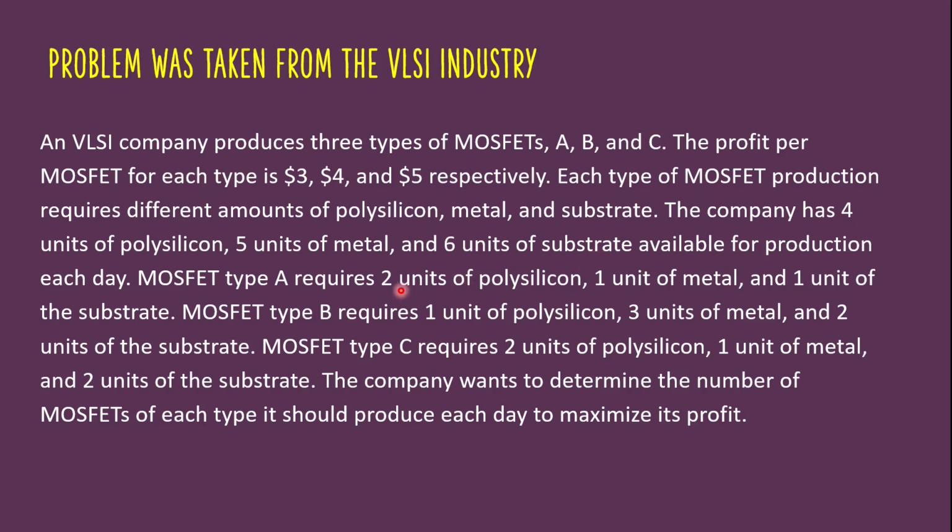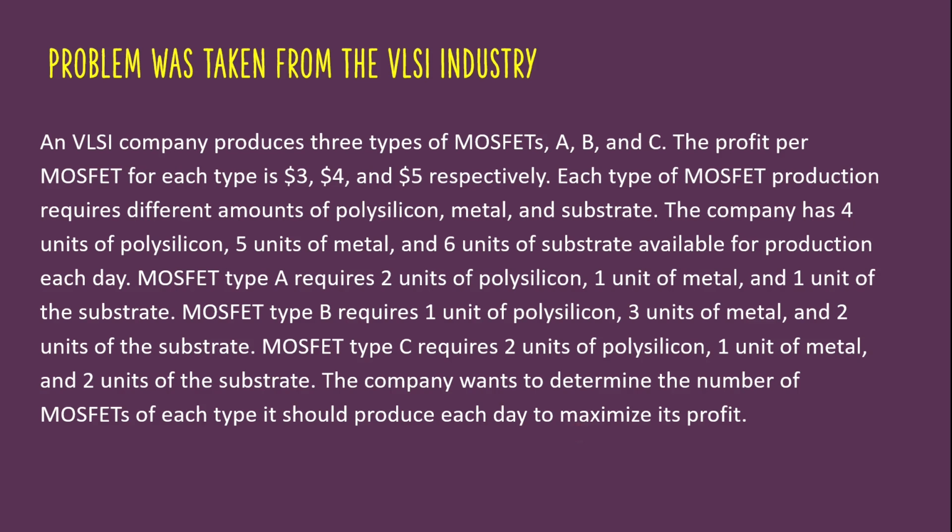The type A MOSFET requires 2 units of polysilicon, 1 unit of metal, and 1 unit of substrate. Type B requires 1 unit of polysilicon, 3 units of metal, and 2 units of substrate. And finally, the MOSFET of type C requires 2 units of polysilicon, 1 unit of metal, and 2 units of substrate. So here we need to find the number of MOSFETs to be produced by the company to maximize its profit.